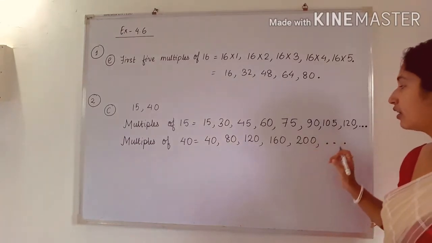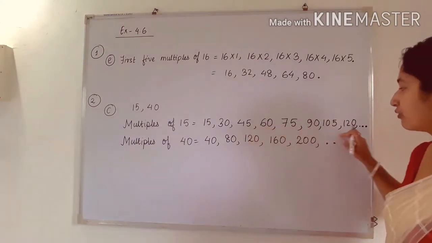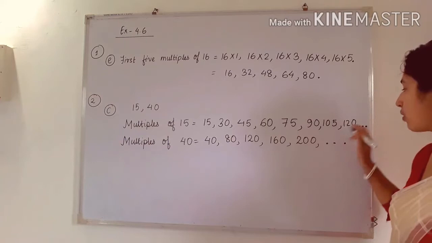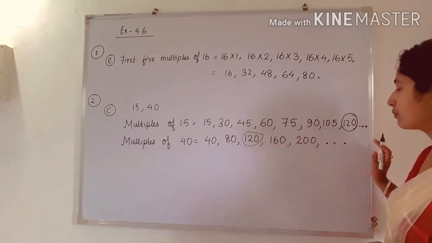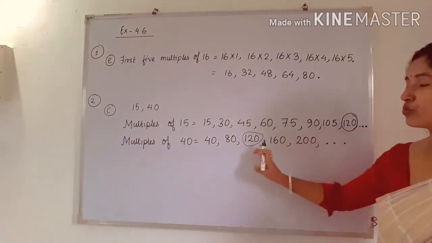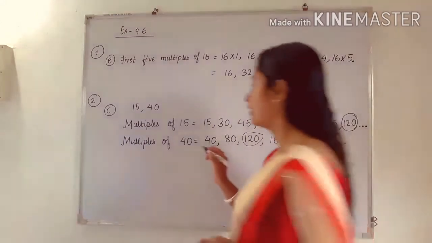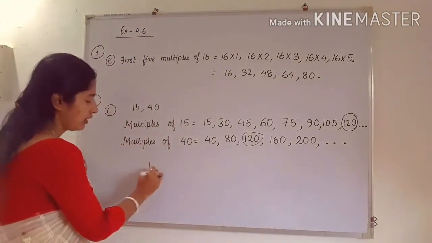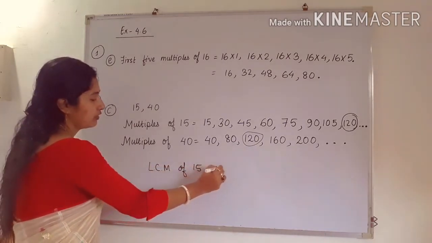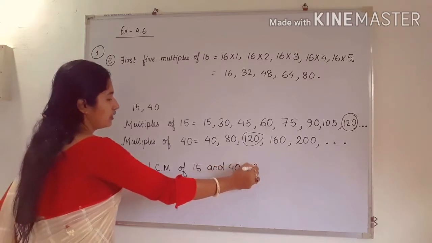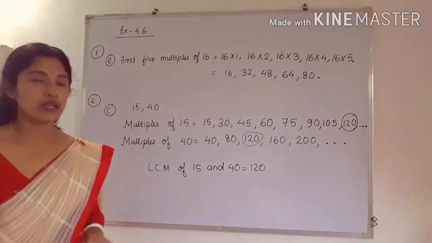So that's why you have to see which one is common. In the multiples of 15 and in the multiples of 40, which one is common? 120 is common. After that many numbers will be common, but this is the lowest one. So 120 is common in both. So we can write that LCM of 15 and 40 is equal to what? 120. So like that we got the LCM of these two numbers.